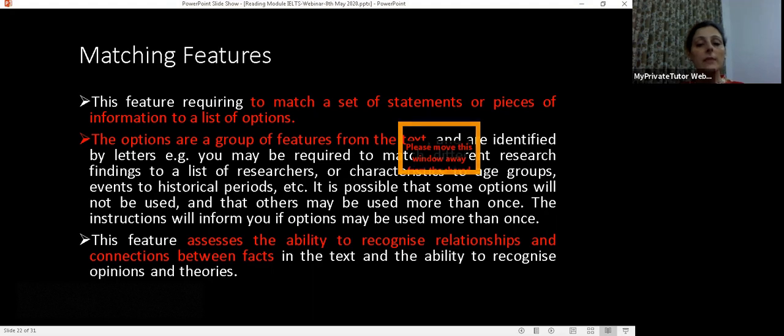This assesses the ability to recognize the relationships and connections between facts in the text, and the ability to recognize opinions and theories. This is all about the description and your understanding. You have to relate and connect it by choosing the exact words that are mentioned there.